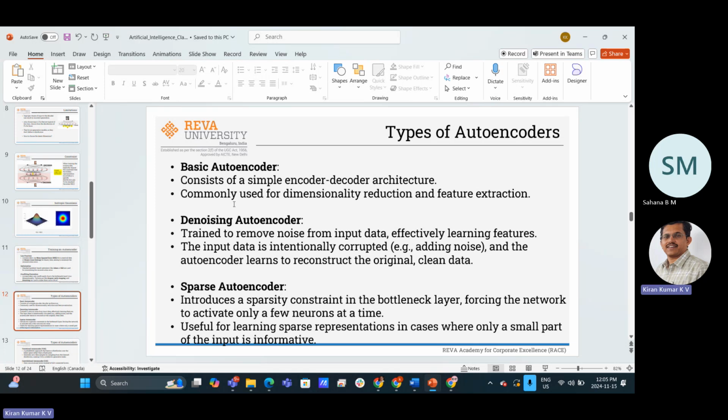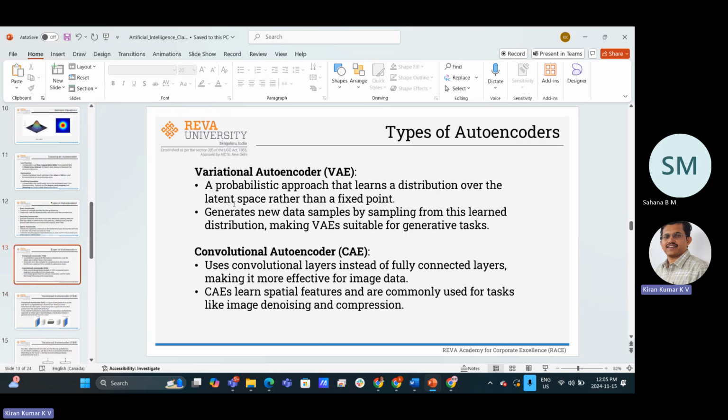Here, sometimes what happens is it overfits, so you can skip some of the neurons also. Now next, variational autoencoders, VAE, one of the most popular autoencoders, usually used with GANs.